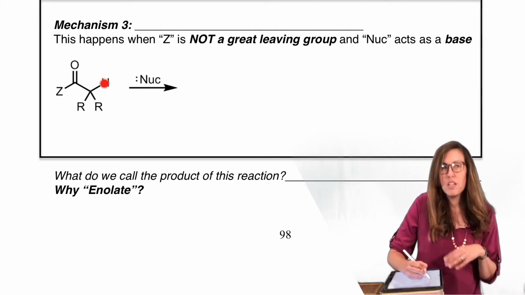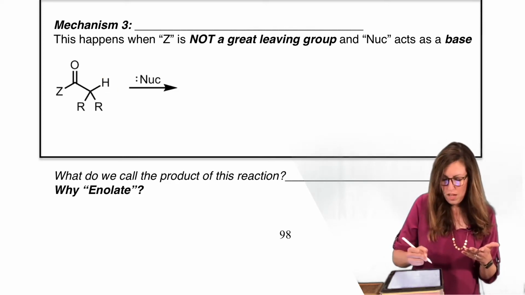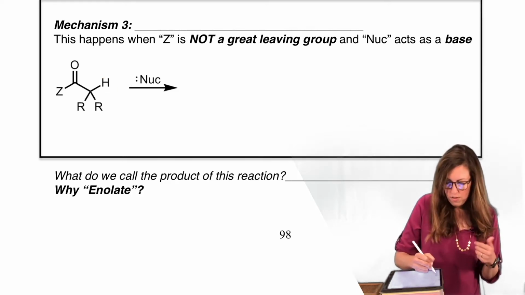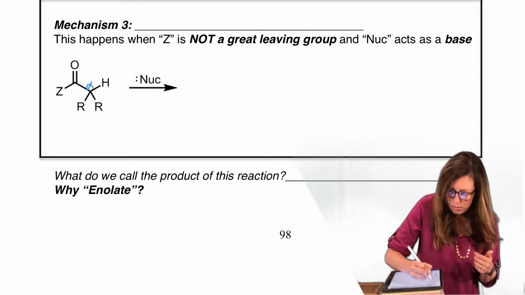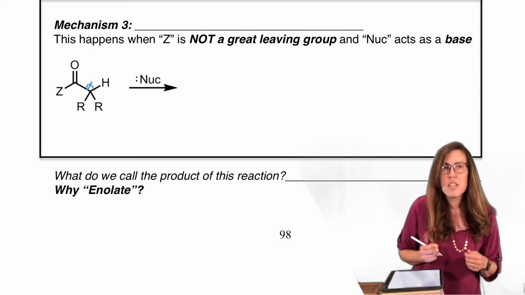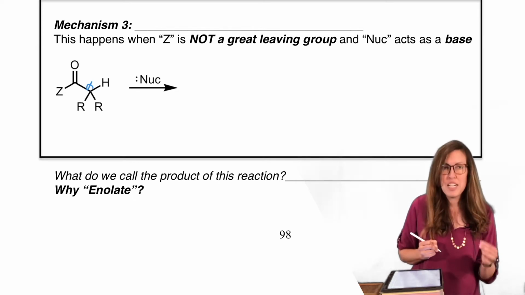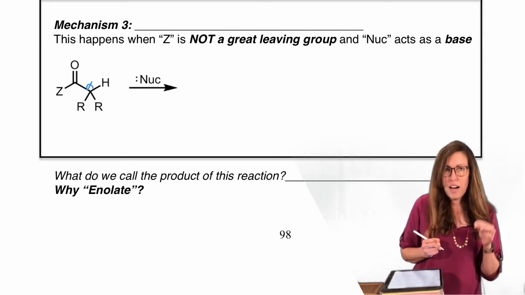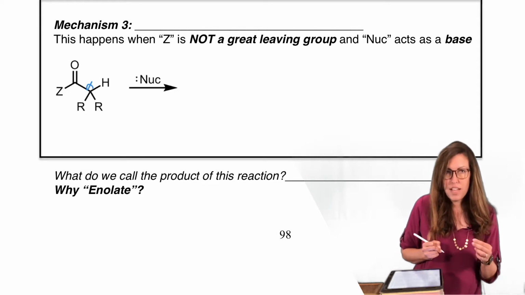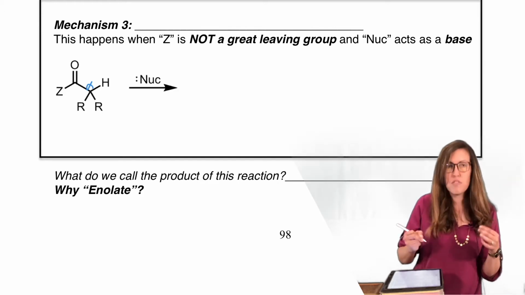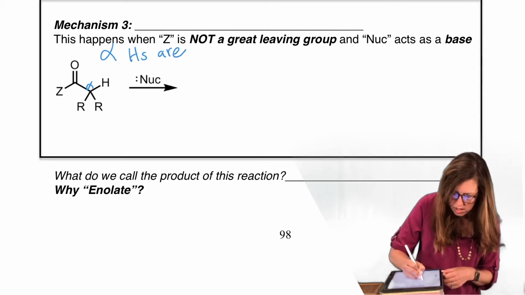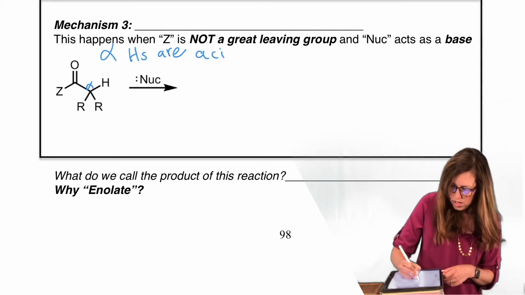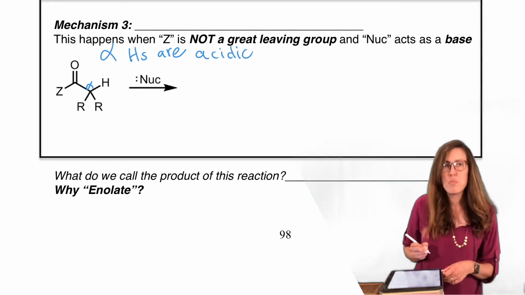That's a mouthful. So luckily we have some more terminology at our disposal. We can actually call this an alpha carbon. The alpha carbon is a carbon that's attached to the carbonyl carbon. The alpha carbon has an H that's very acidic, or we can even say alpha protons. So they are easily removed by a base.